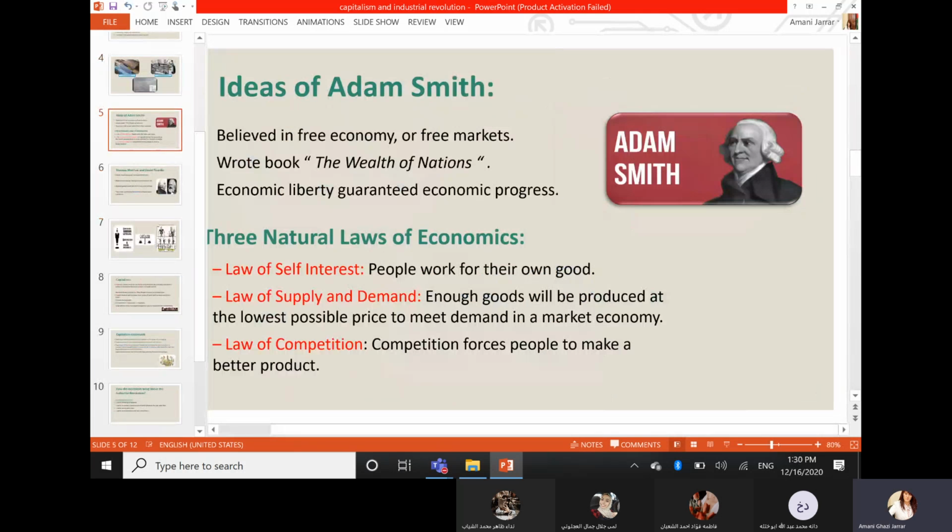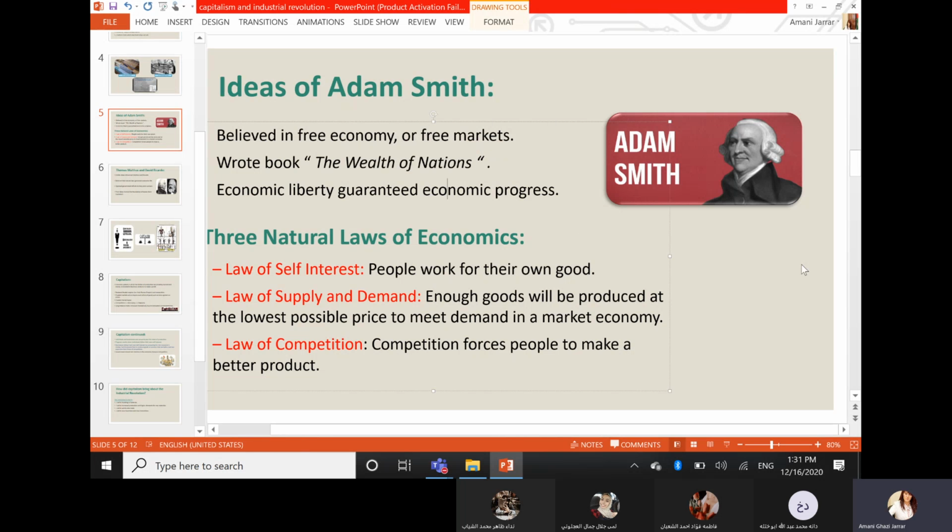And you can see, for example, Adam Smith, one of the major names, well known in England. He has very well-known ideas, especially for those who study business and administration. He's the founder, let's say, of capitalism in a way, because he believed in a free economy and free markets. He wrote the book called The Wealth of Nations, a very important book. You should always remember this name.